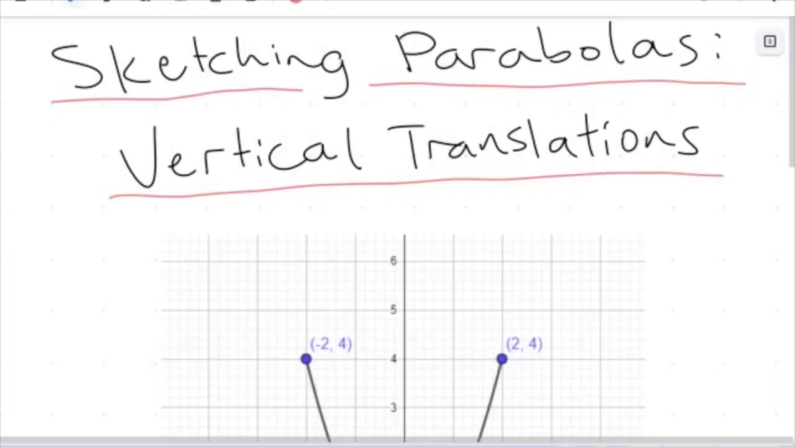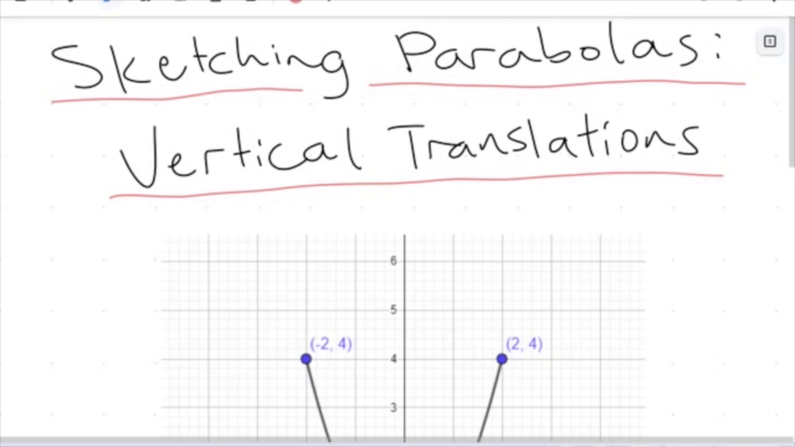Today we are continuing on with our sketching of parabolas. Now we're moving on to what we call translations. We dealt with these in the Year 8 geometry topic, where we looked at translations as a movement, some kind of shift in position of our shapes.